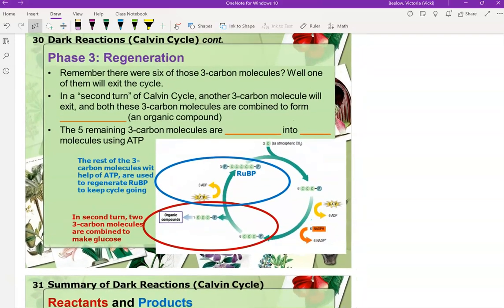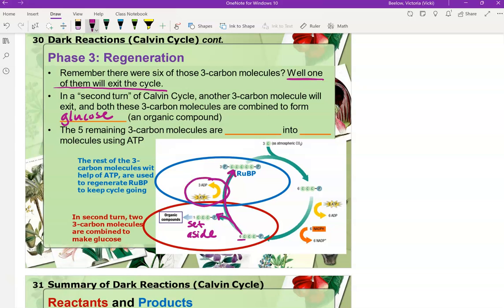Now we're in step 3. So one of those molecules is going to exit the cycle. So we kind of set aside one of those molecules. There's 6 of them right now. One of them gets set aside. We're going to use that to make glucose. Because then the second turn, when we set another one aside, then we're able to make glucose, that's C6H12O6. So this one exits. The rest of the 5 molecules are going to continue.